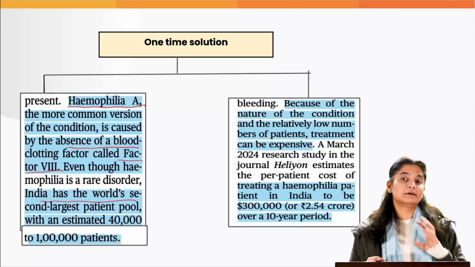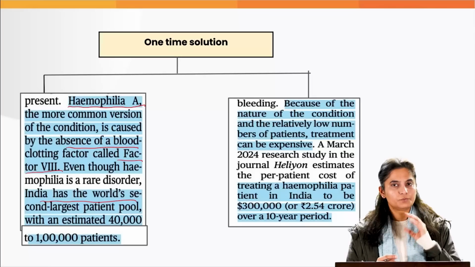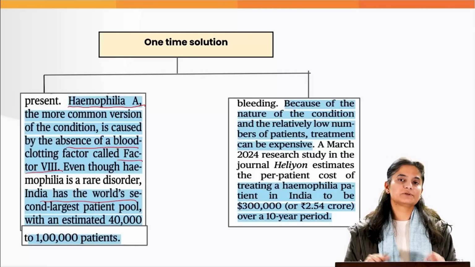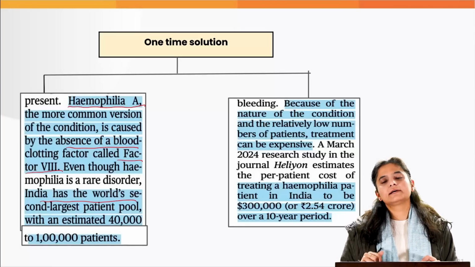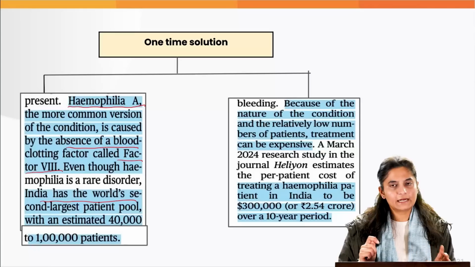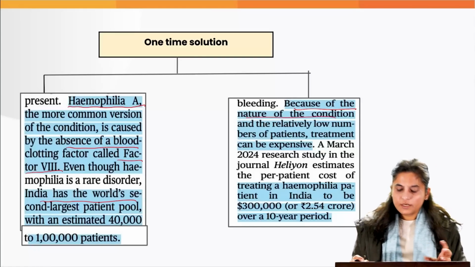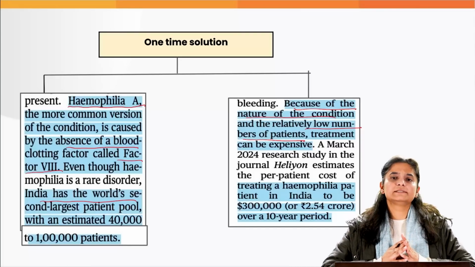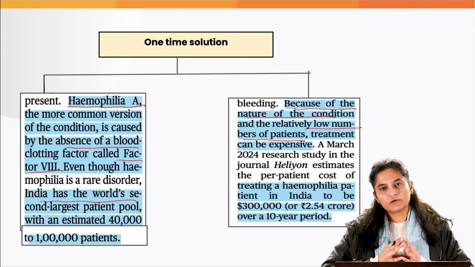Now in India's case, India sees around 40,000 to 1 lakh patients with this disease, which is not a small number. But if you compare it with other diseases, which have numbers probably in lakhs and millions, this disease is categorized as a rare disease under India's guidelines and regulations. Given the nature of the condition and the relatively low number of patients, the treatment remains very expensive, and this is out of the affordability of common people.